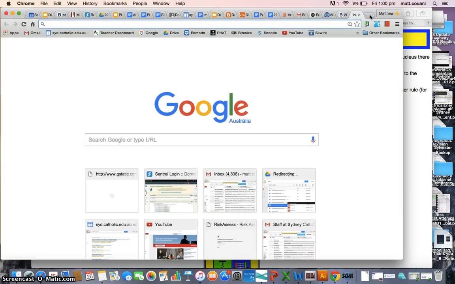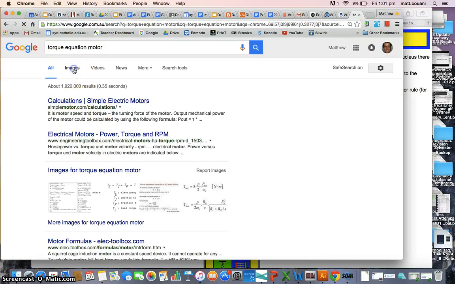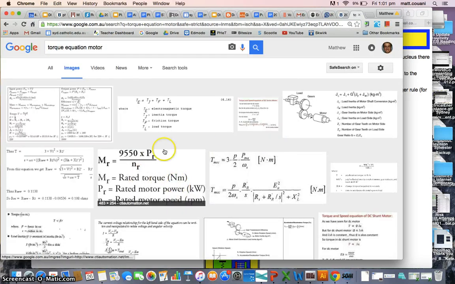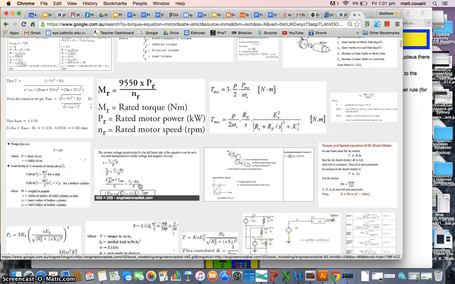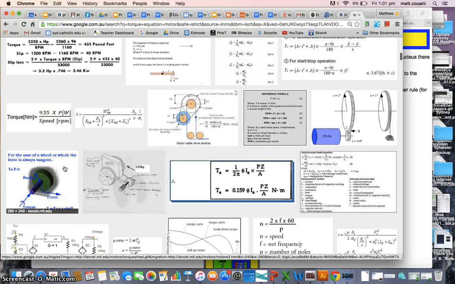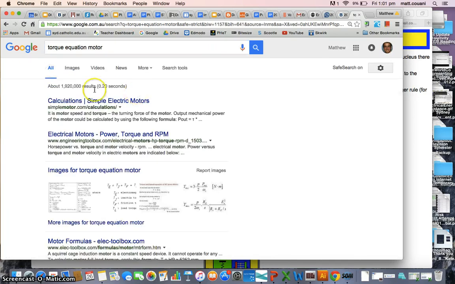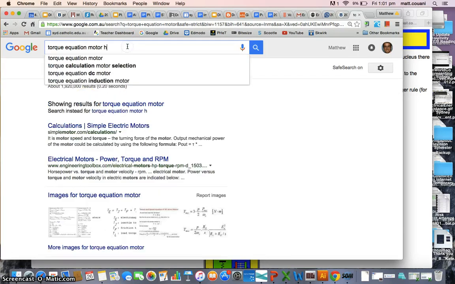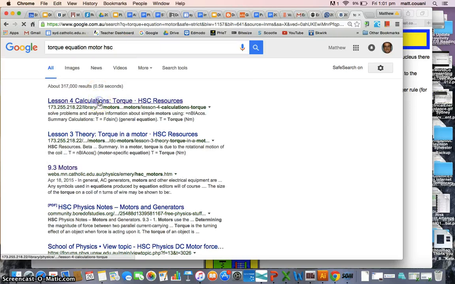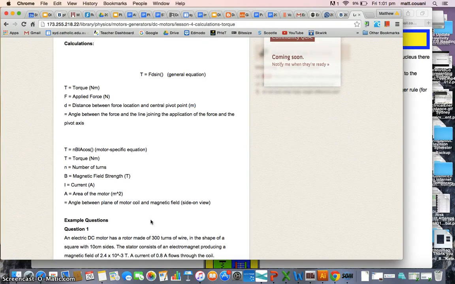So when we're looking at the torque equation for motors, this is the equation that we're looking at. Torque equals NBIA cos theta. Torque on a motor. Let's go back, see if I can find the equation. Here we go. Torque equals NBIA cos theta.